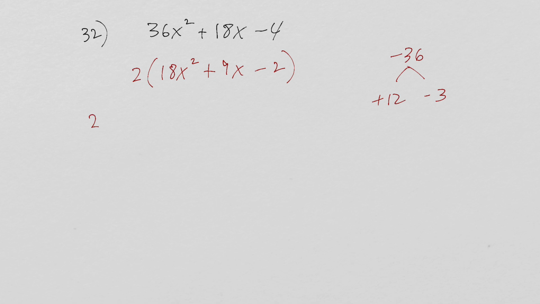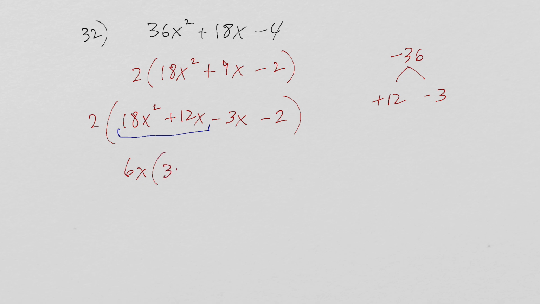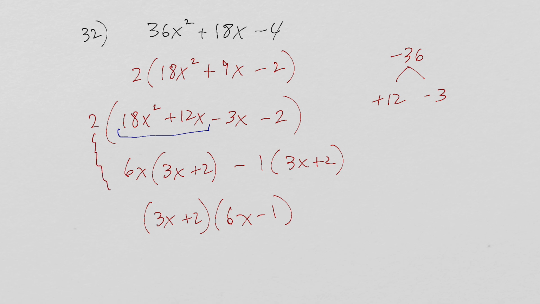So I have the 2 sitting out there. I have 18x squared plus 12x minus 3x minus 2. I'll group these two together by taking out a 6x. And I'll have 3x plus 2. I'll put a big space and put 3x plus 2 down again. Then I'll think about what I'll put here so that when I distribute it, I get to those, negative 1. So my answer is 3x plus 2 times 6x minus 1, but don't forget that 2.